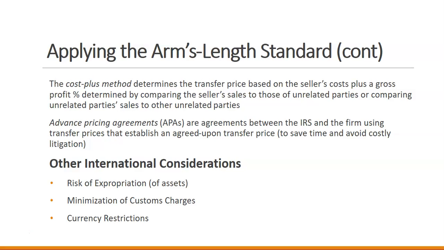Other considerations that we have to think about are currency translations, customs charges, transferring in, and then the possibility that a government could appropriate our assets. And that is the end of chapter 19.